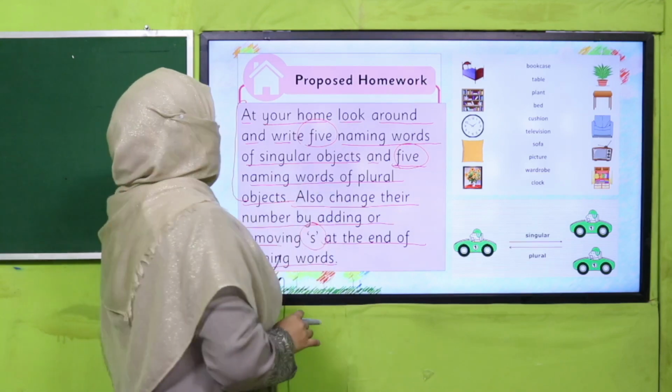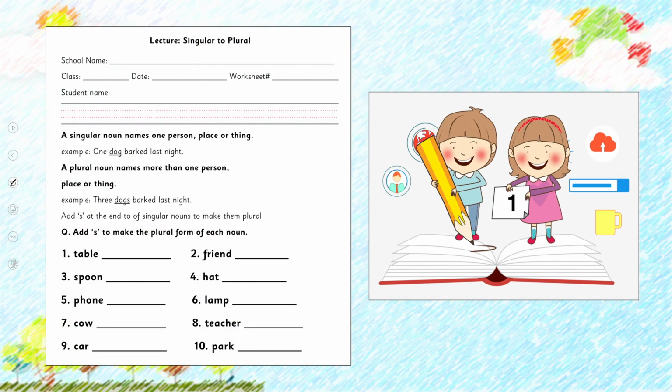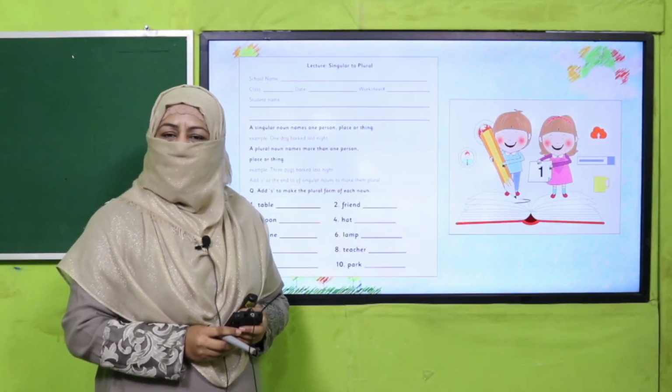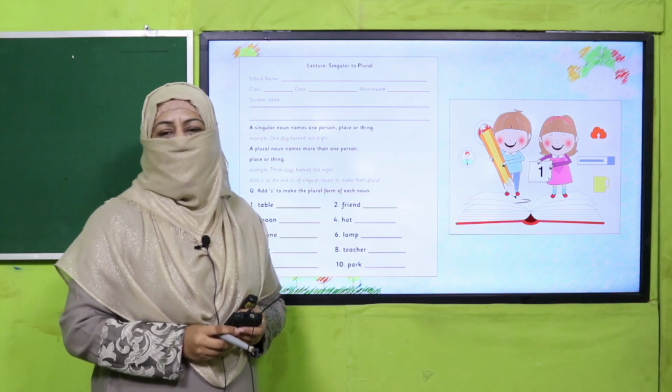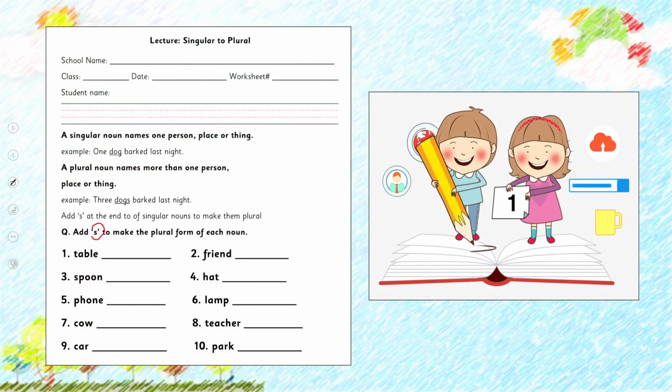This is your homework. And here is a worksheet. My dear fellow teachers, this worksheet, lesson plan, PowerPoint presentation links are given. You may click it, download it, and kindly provide a printed worksheet to students for practice. And my dear students, what you are going to do, you have to change the number from singular to plural for these naming words.